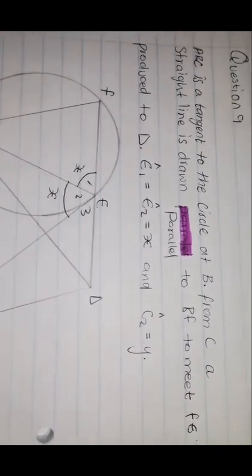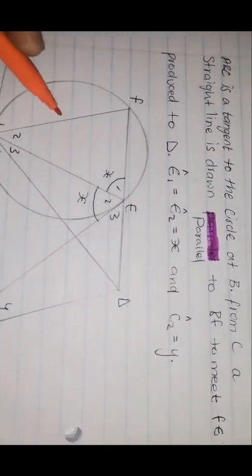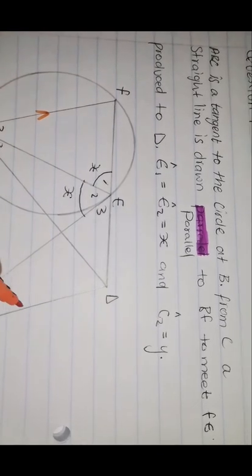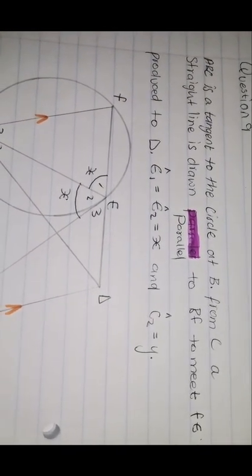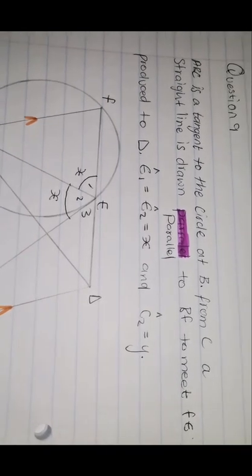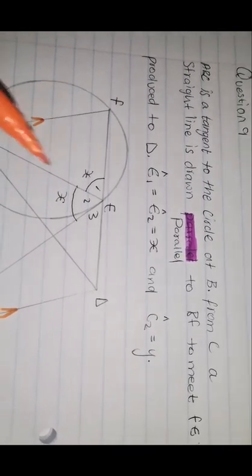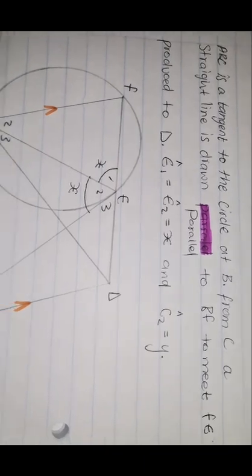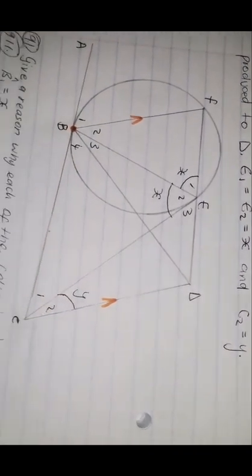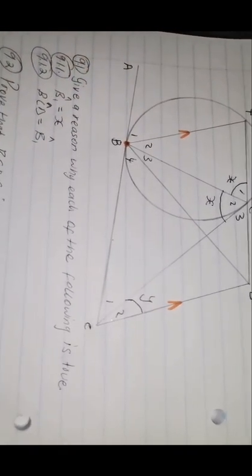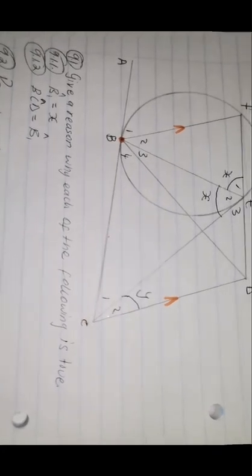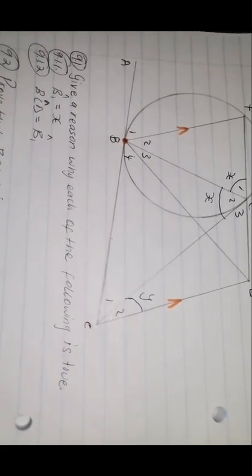So basically, guys, we have parallel lines here, BF and DC. I didn't draw them, sorry. We have parallel lines here. Then produced to D. Then E1 equals E2 equals X. Here E1, E2. Then C2 equals Y. We are done with the statements. We pointed out we have parallel lines and a tangent only. We're going to use those to simplify whatever we're going to be asked in the question.